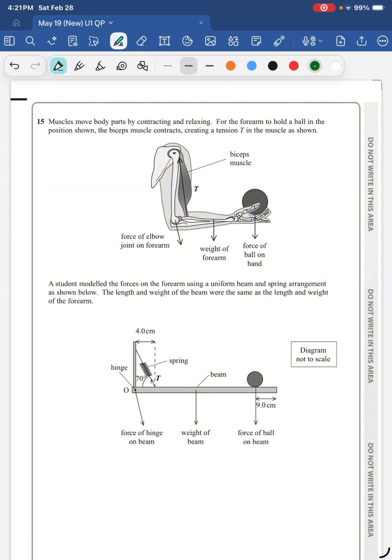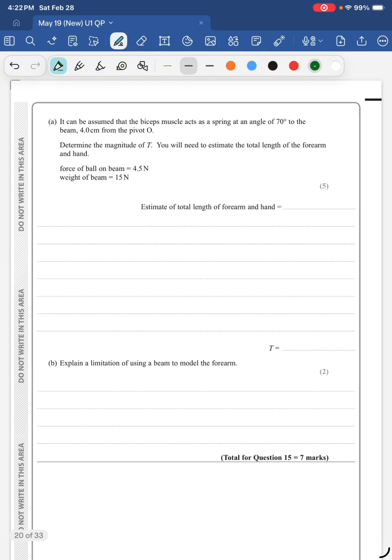So, muscles move body parts by contracting and relaxing. For the forearm to hold the ball in the position shown, the biceps muscle contracts, creating a tension T in the muscle as shown. A student modeled the forces on the forearm using a uniform beam and spring arrangement as shown below. The length and weight of the beam were the same as the length and weight of the forearm. All right, so we have this diagram.